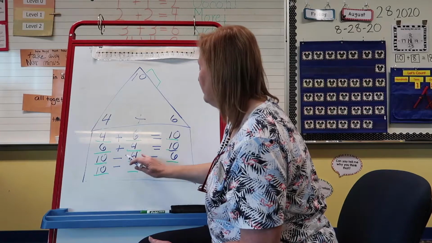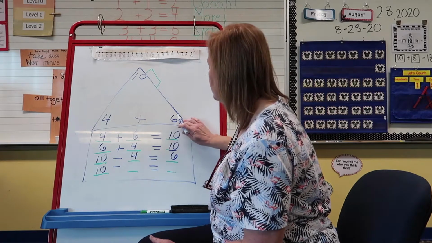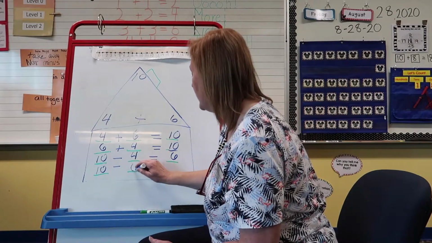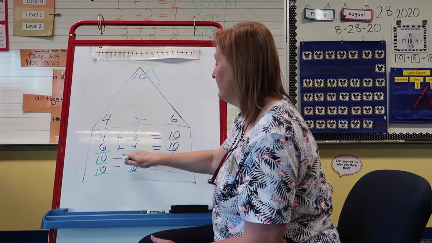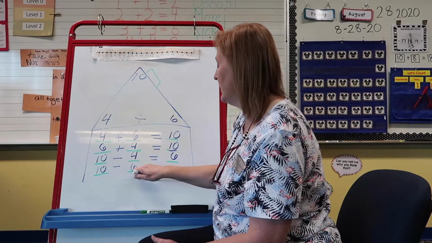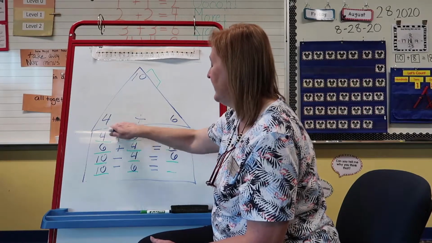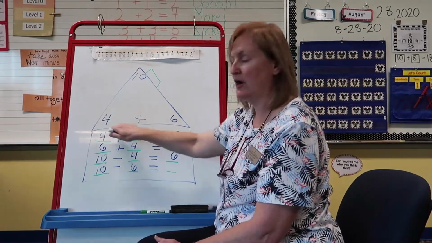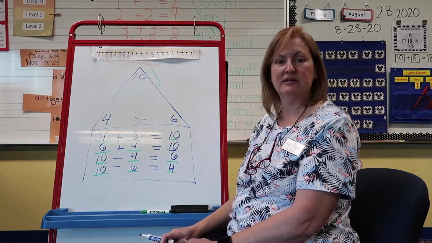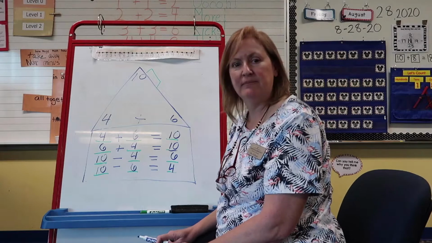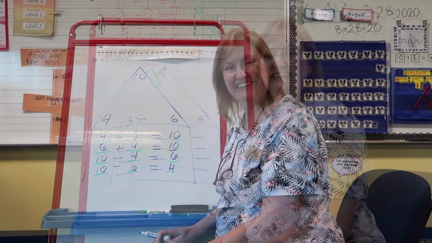And we've already done 10 minus 4, so we're going to do 10 minus 6 this time. Well, what do we have left? We can't do the turnaround because that doesn't work with subtraction. And we already have the 6 down here. What's left? Our 4. And that's how we do fact families. That was pretty fun. Let's do another one.